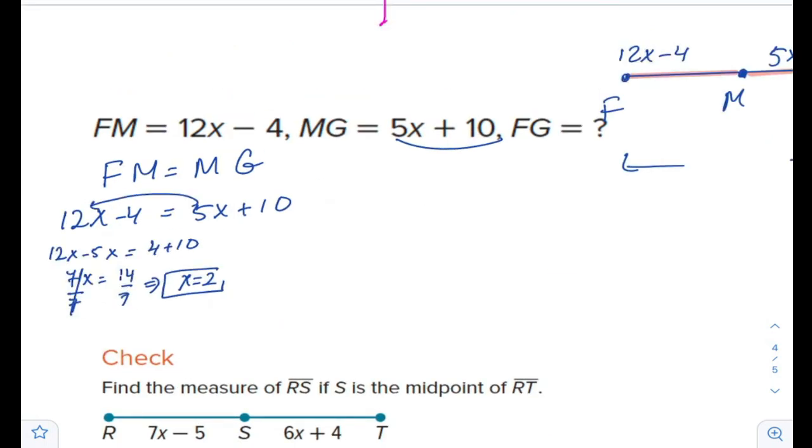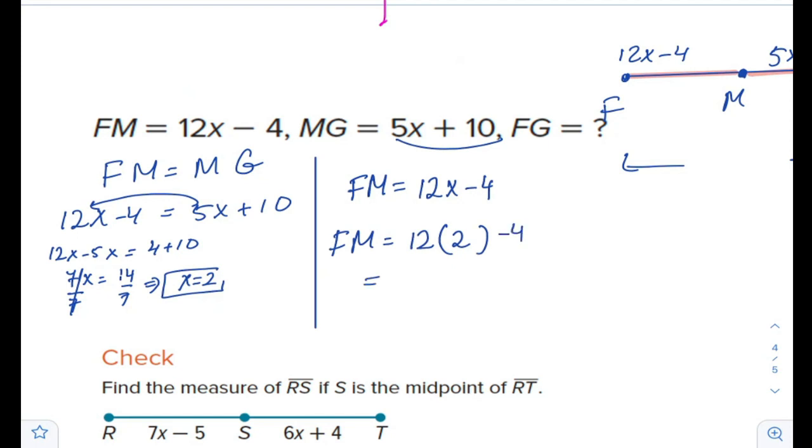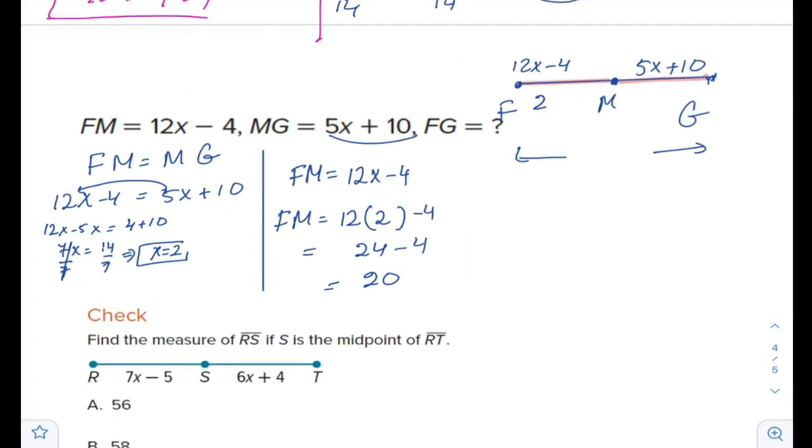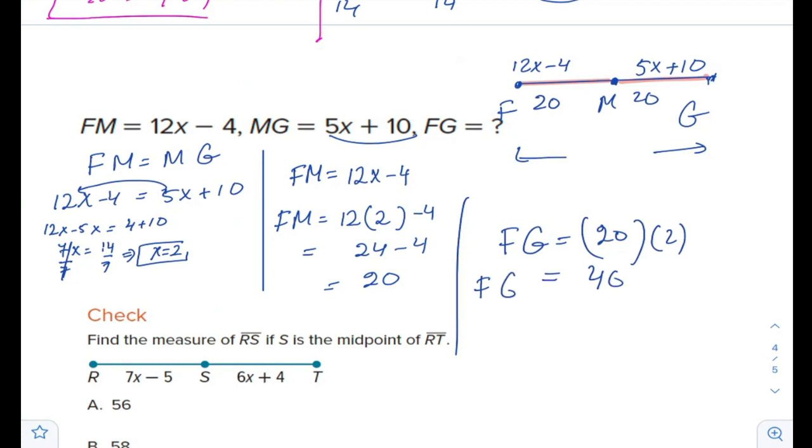Now, is that all? Of course not. He wants FG. So we will find one of the segments. We will find FM or MG, no problem. I will replace 12 times x, where x is 2. So it is 24 minus 4, which is 20. This is FM. So this is 20. Of course, this will always be 20. So FG will be 20 times 2, double the measure, which is 40. And this is what we are looking for.